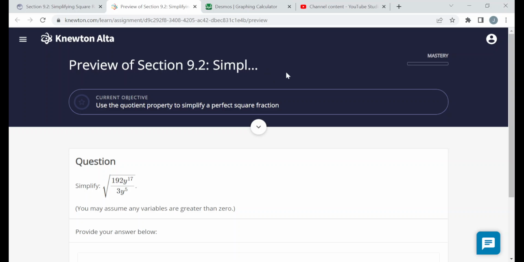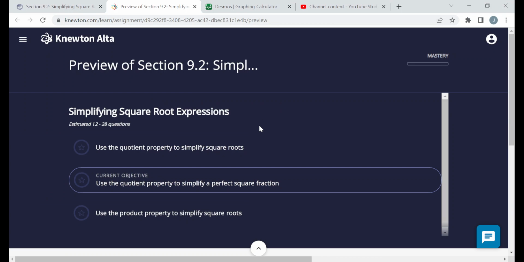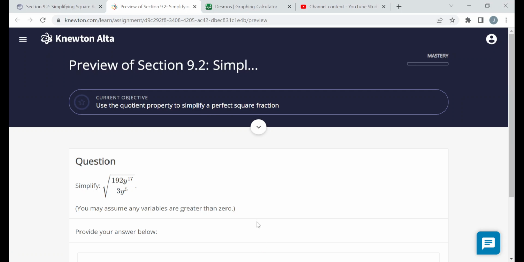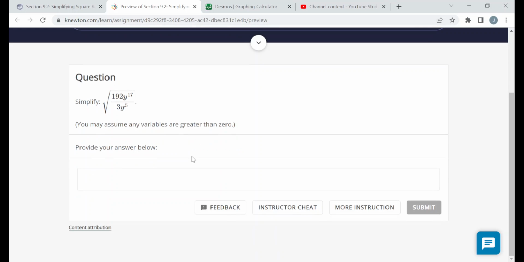Alright, so on the assignment page you should be seeing the title, the mastery bar telling you how far along you've gotten, and the objectives. Looks like there are 3 objectives for this assignment. Under the current objective, there should be a question related to that objective. At the bottom of each question, you should see a feedback button where you can send feedback to Knewton if you wish. You will not have this instructor cheat button. It's for instructors only. But you will have this more instruction button.